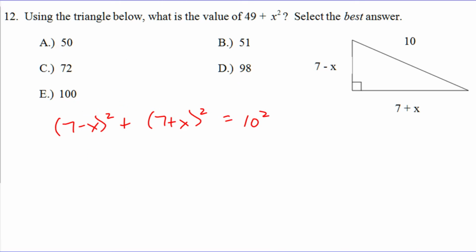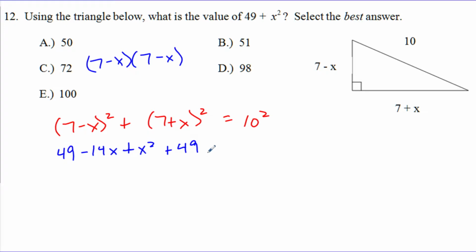Right, so I'm going to square these out. Be careful when you're squaring these polynomial expressions, that 7 minus x squared actually means 7 minus x times 7 minus x, and then you're going to have to FOIL all this out. So this one FOILs into 49 minus 14x plus x squared. Okay? And then the same thing happens here. This one turns into 49 plus 14x plus x squared. And then on the other side, I'm just going to get 100 because that's 10 squared.